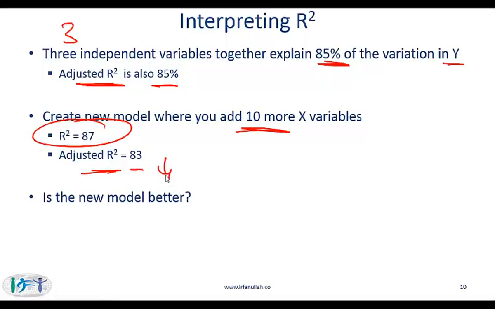It actually came down. So is this model better because R squared is higher? No, it's actually worse because you need to be looking at the adjusted R squared. So the adjusted R squared actually was higher before, it's now come down. So is the new model better? It is not better because you have lost in terms of the adjusted R squared.